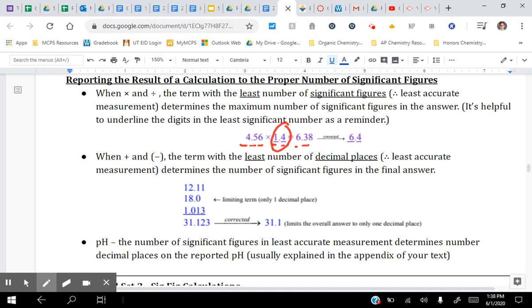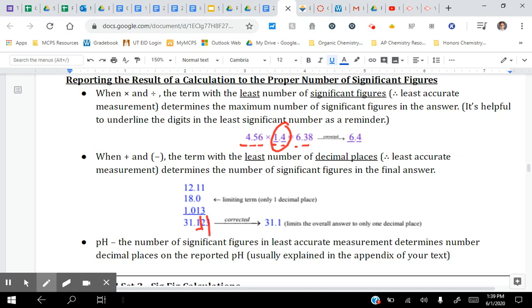When we're talking about addition and subtraction, we use the least number of decimal places because the one with the least number of decimal places is the least accurate when it comes to addition and subtraction. So here I've got 2 decimal places in 12.11, I've got 1 decimal place in 18.0, and I've got 3 decimal places in 1.013. When I add these all together, I get 31.123, but I can only have 1 decimal place, so I have to chop off the 2 and the 3, and I end up with 31.1 as my final answer.